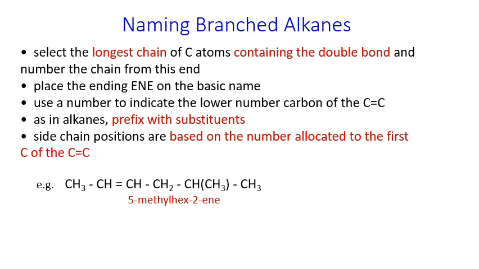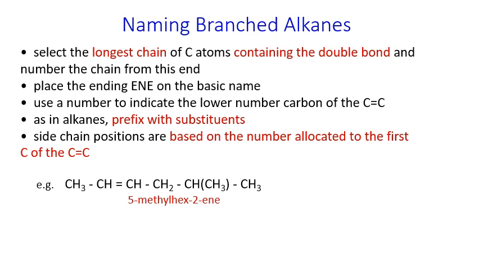So when naming branched alkanes, with the alkene component added in, you select the longest chain of carbon atoms containing the double bond and name the chain from this end. Place the ending "ene" on the basic name and then use a number to indicate the lowest numbered carbon of the carbon-carbon double bond. As in alkanes, prefix with substituents, and the side chain positions are based on the number allocated to the first carbon.